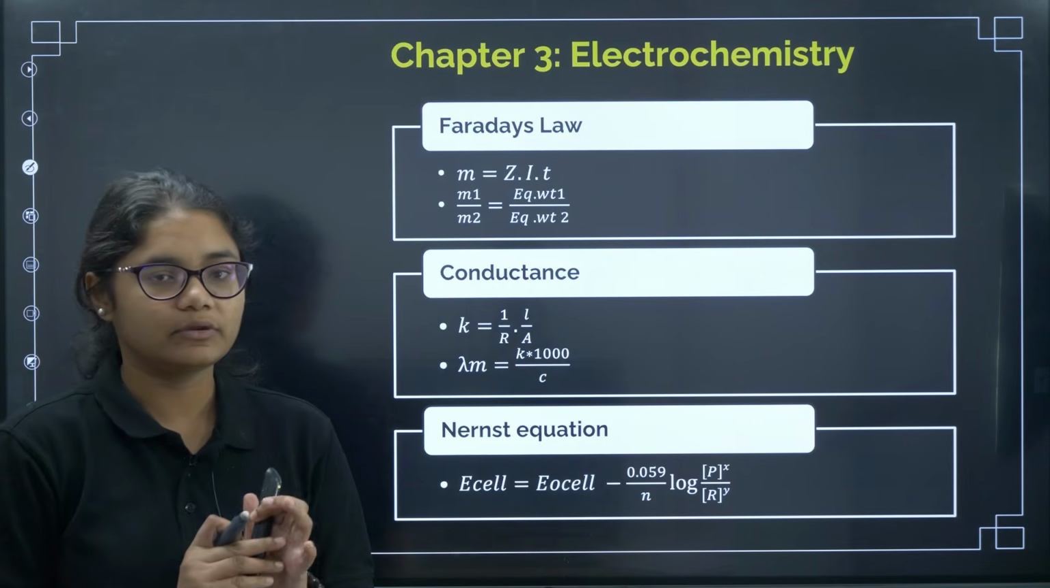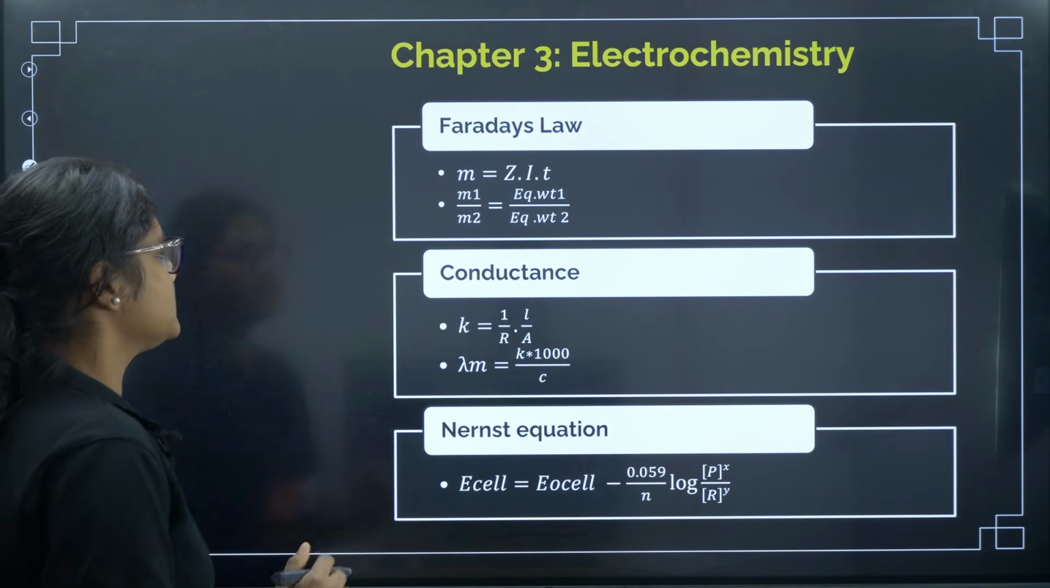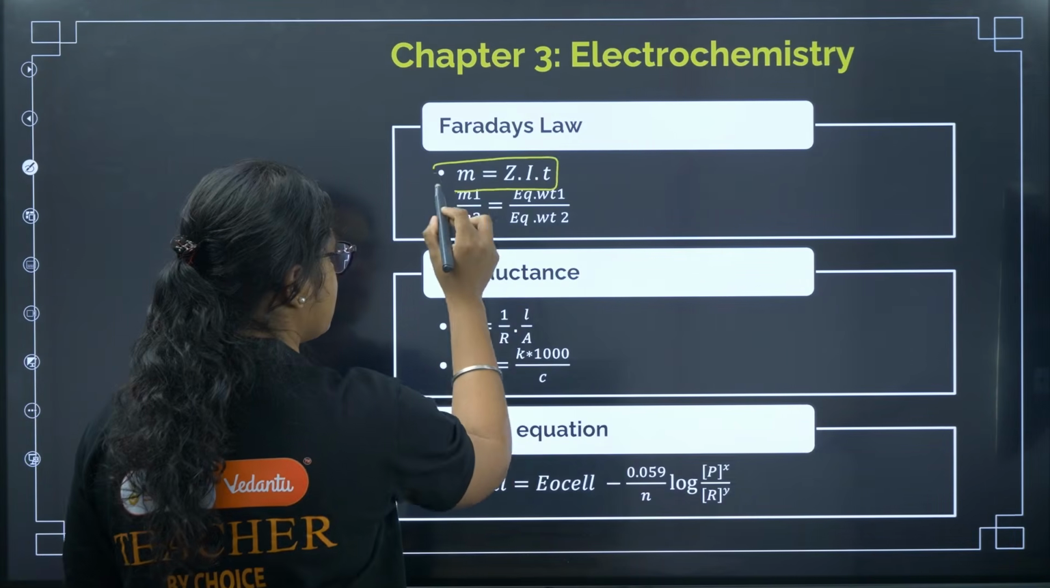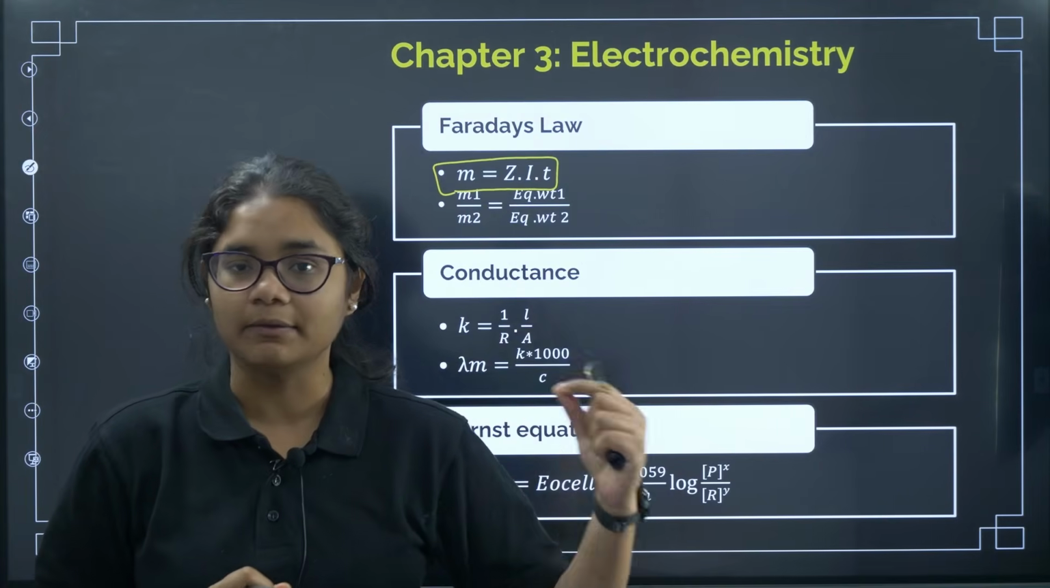Now coming to electrochemistry, the third important physical chemistry chapter. First is Faraday's law, m = Z × I × t. You have to use this whenever the question asks how much mass will be deposited.